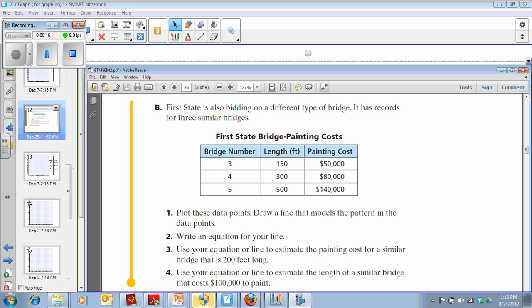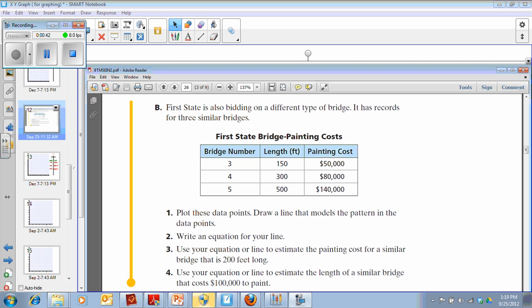So I'm looking at problem B, and there's a company called First State that's bidding on painting a bridge. It has some records of other bridges that they have painted, giving the length and the cost. What I'm going to cover is just plotting the data, drawing the line of best fit, and then seeing if we can come up with an equation. So the students have to not only do those two things, parts 1 and 2, but they also have to answer 3 and 4 for part B.